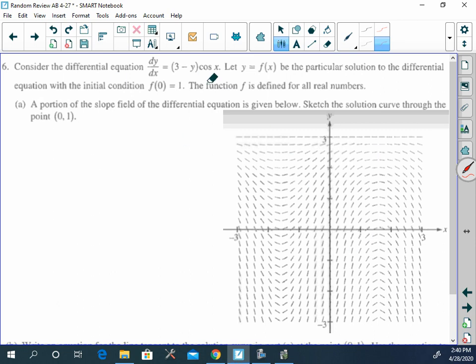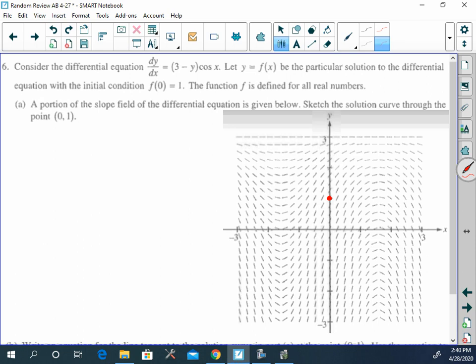So plugging in all those points, getting all these slopes here, and then drawing them in. This is our slope field. So it's given to us this time. A lot of times we have to calculate the slopes and draw it in ourselves. But with this one, they want you to sketch a solution curve that goes through the point 0, 1. So all you have to do for part A is plot a point at 0, 1.